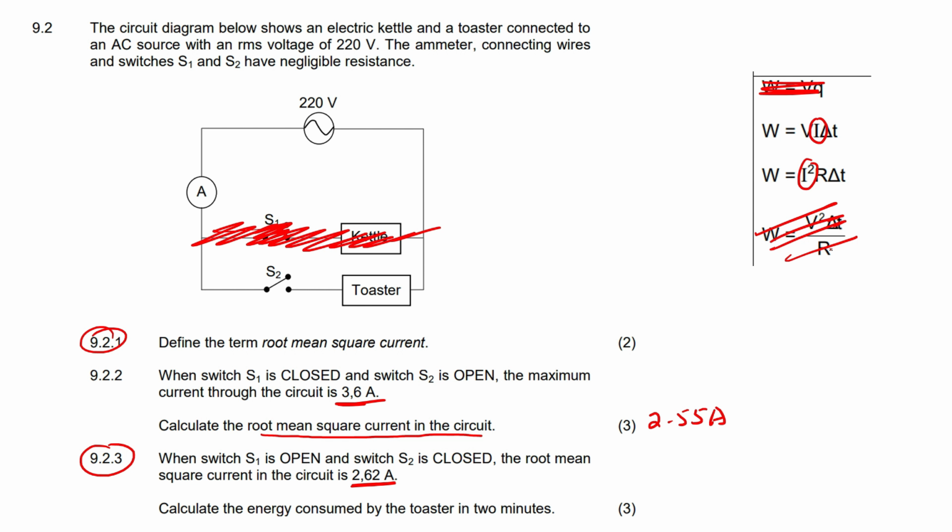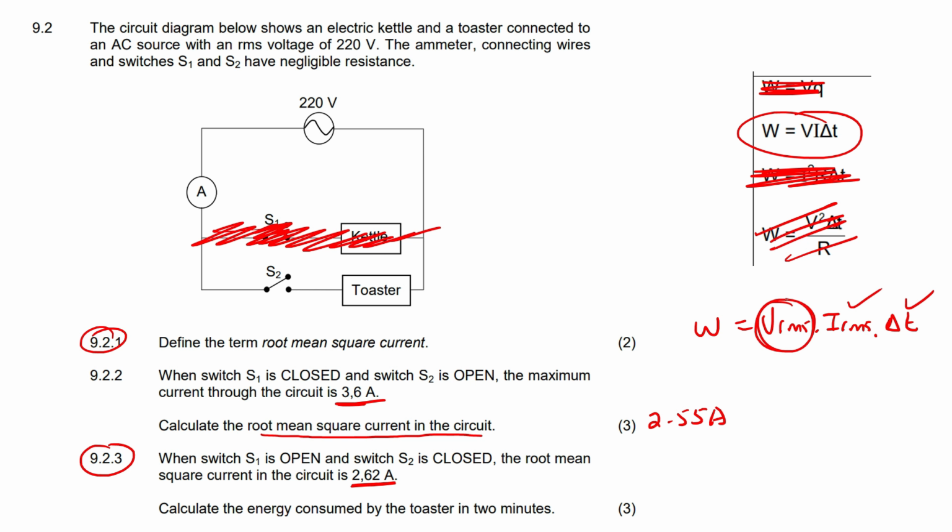They tell us, okay, so we don't even know what the resistance of this toaster is. We have no resistance values, so let's not use anything with an R, so let's take that one out. So then this is going to be the one we're going to use here. So W is equal to VRMS times IRMS times the time. So we've got the time, we've got the IRMS, and we just need the voltage RMS.